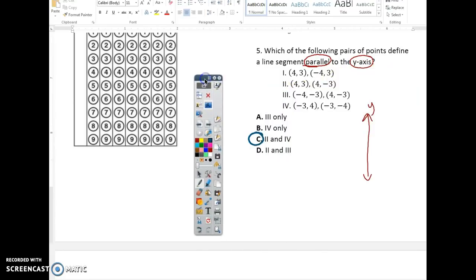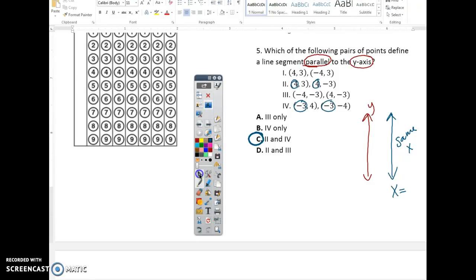Here's a trick for this one. If it's parallel to the y-axis, it's a vertical line. And vertical lines have the same x. So look at the ones that have the same x. And those are your answers. Okay, because this is an x equals line. So the x's have to be the same. Turn the page.